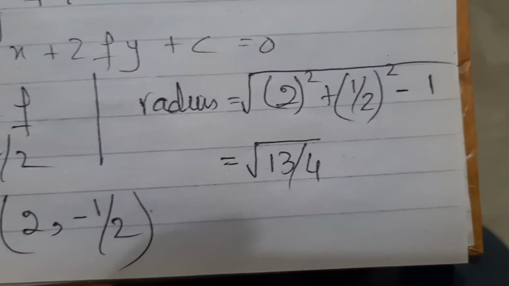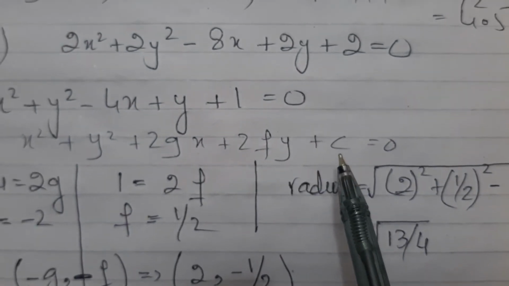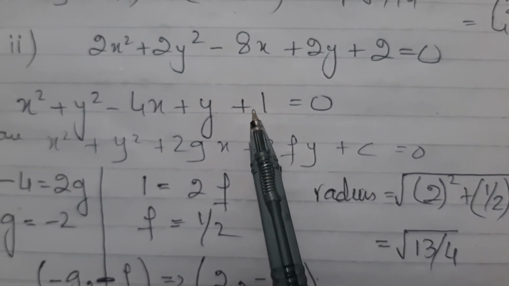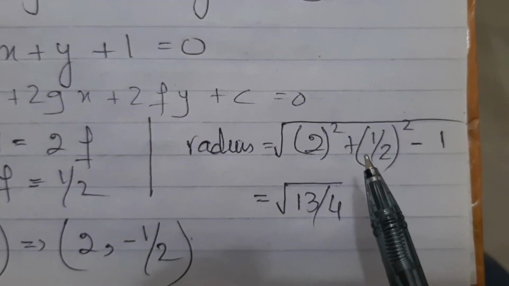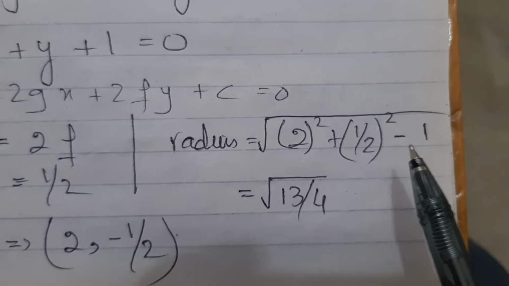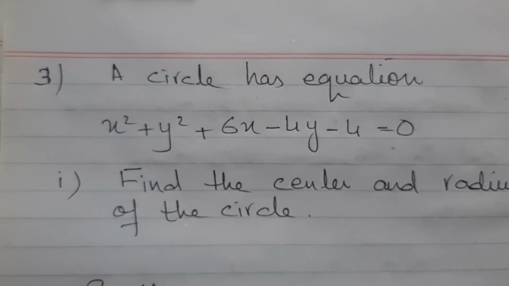Now the radius of the circle, if you see in the equation, your c is 1, right? And we already have g and f. So I'm plugging in g square plus f square minus c, and c is 1. So I'm getting the radius of the circle as root 30. Now let's see the third example.